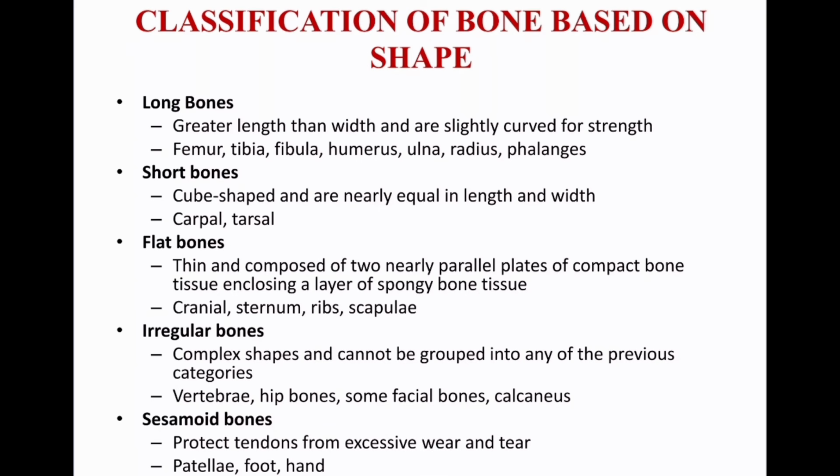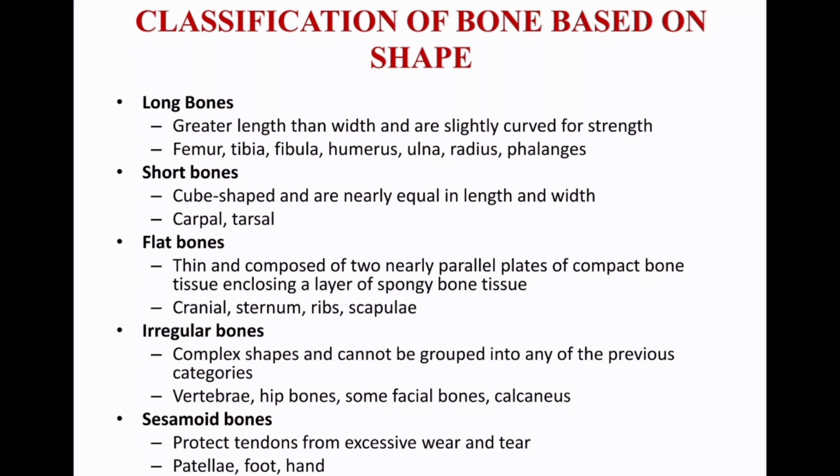Short bones are cube shaped, nearly equal in length and width, like a square shape. Short bones are the carpals and tarsals. Flat bones are thin and composed of two nearly parallel plates of compact bone tissue enclosing a layer of spongy bone tissue. They are the cranial bones, sternum, ribs and scapulae.